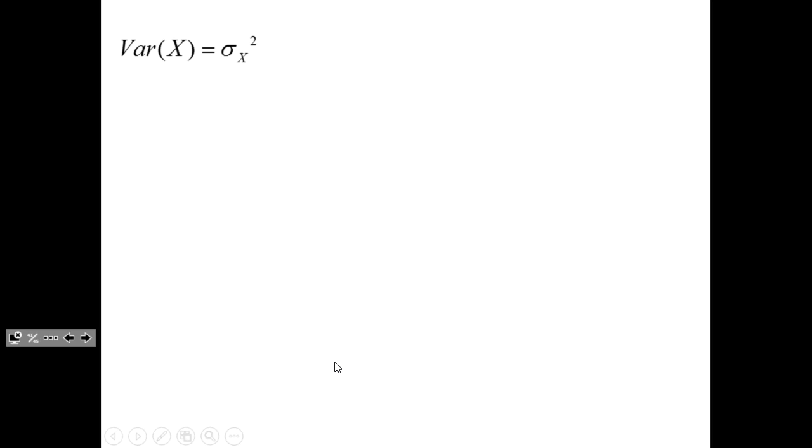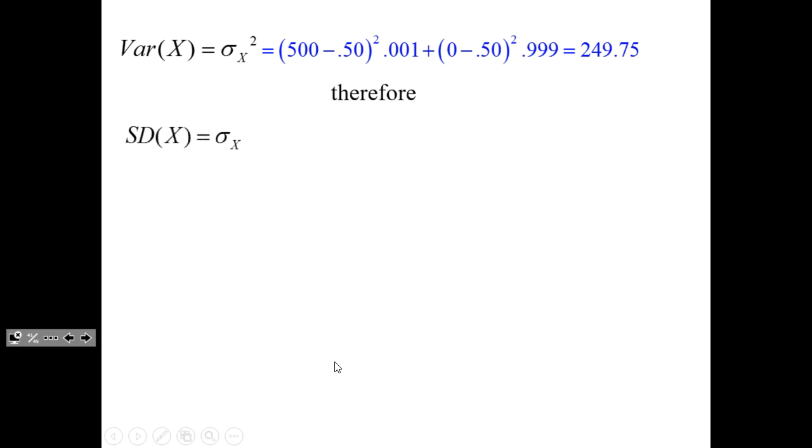Our variation, our sigma squared, is (500 minus 50 cents) squared times 0.001 plus (0 minus 50 cents) squared times 0.999. We get a total variance of $249. Our standard deviation is $15.80.